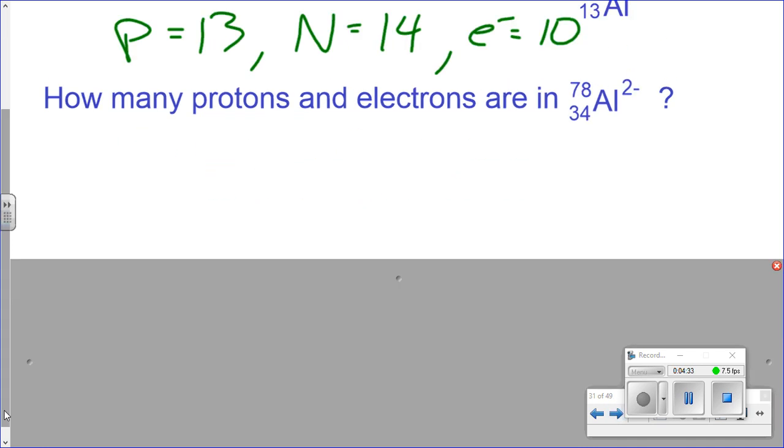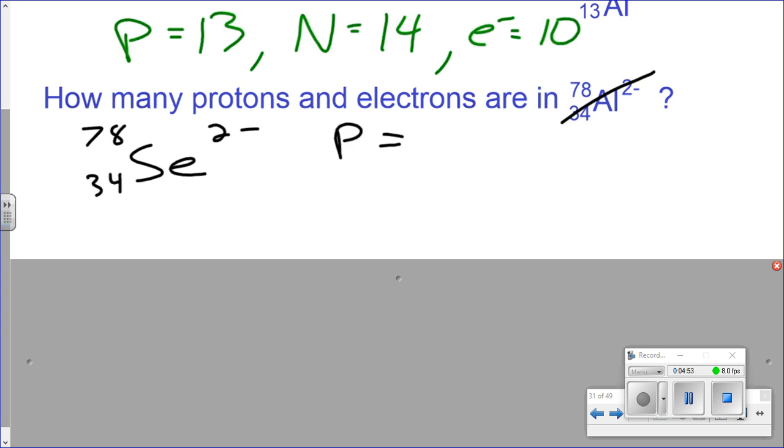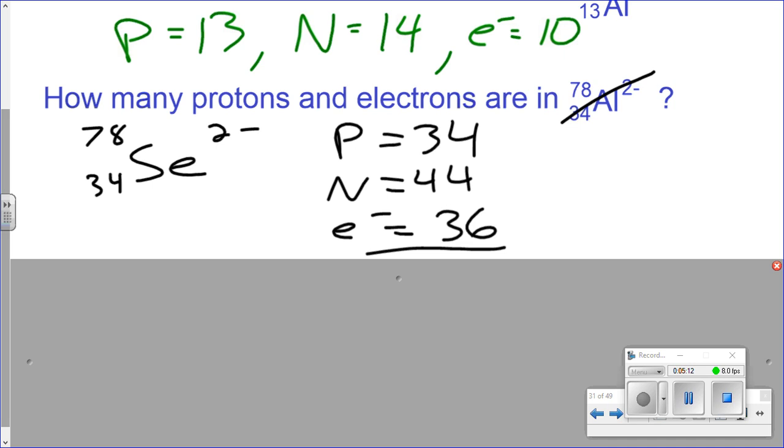Let's try this guy right here, okay? How many protons, electrons in this version? Oh, by the way, that's not aluminum. That particular substance is selenium. Geez, oh Pete, that's a terrible mistake. Okay, so let me rewrite this. So selenium has a -2 charge, is 78 and 34, okay? So how many protons? It's got to be 34. That's the atomic number. How many neutrons? 78 minus 34. Looks like it's 44. And how many electrons? Well, here we've gained 2. You've gained 2 negatives, so you're overall negatively charged. So that's 34 plus 2 is 36 electrons. Okay?